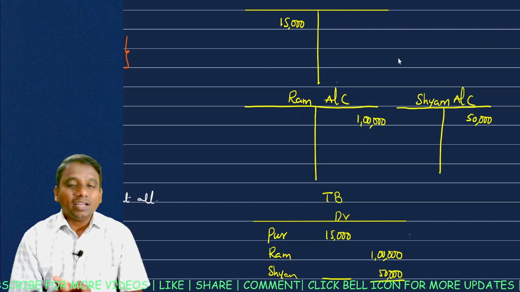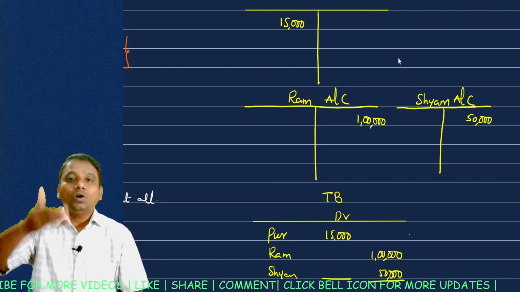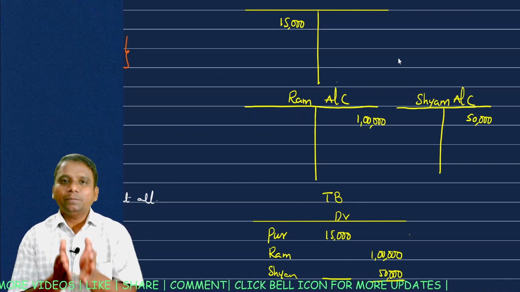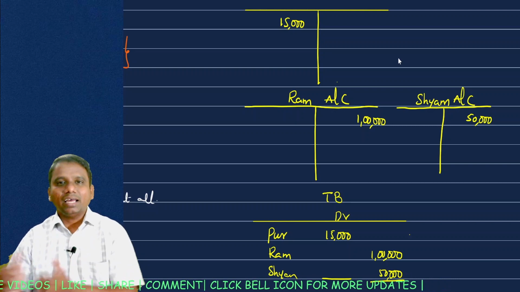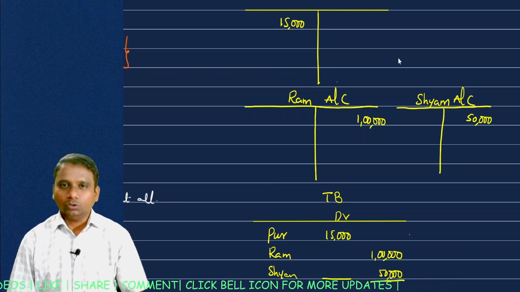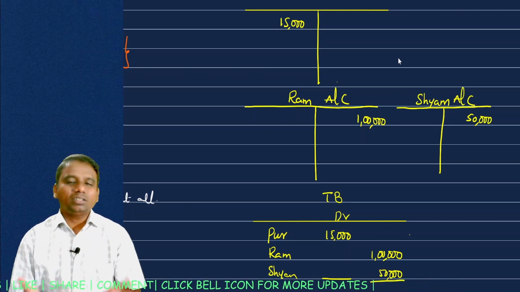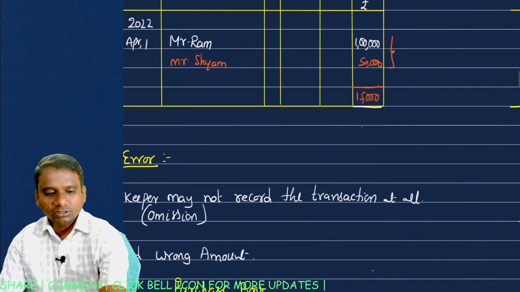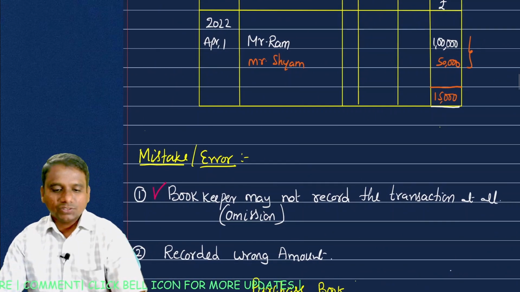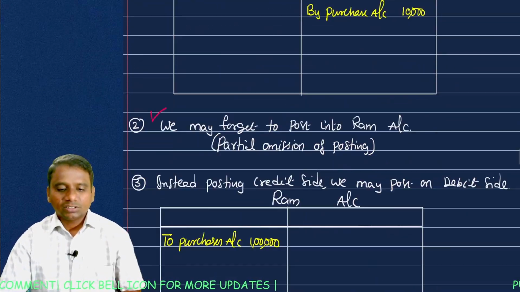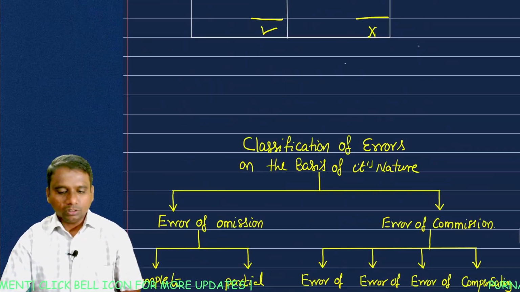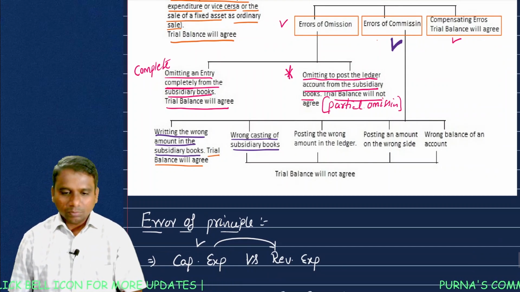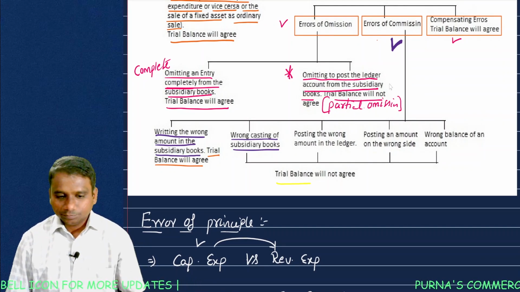What is the mistake that happened here? When you were casting the subsidiary book, you committed some mistake. That mistake is carried to the concerned ledger account. The same mistake is carried to the trial balance also. Understood, students? Yes. This is the example of casting subsidiary books. I hope you understood. So our trial balance does not agree.